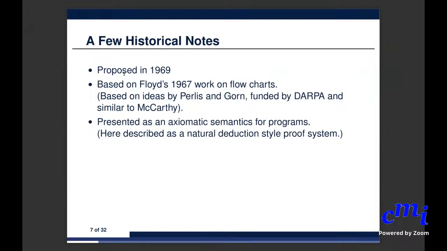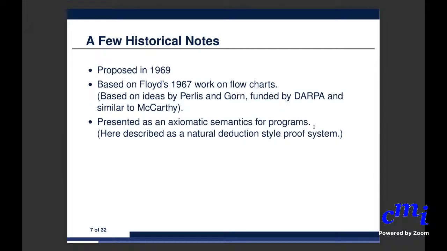For a few historical notes, this particular logic that I'm introducing was first proposed not as a logical system, but in an informal way. The logic was proposed in 1969 by Hoare, but some notions were already proposed in 1967 by Floyd. That's why sometimes this logic is called Floyd-Hoare logic. And it is presented as an axiomatic semantics of programs.